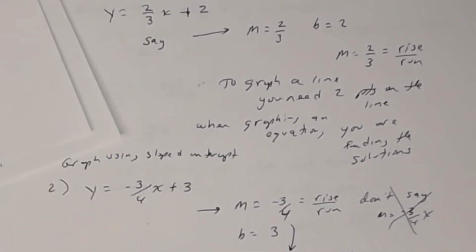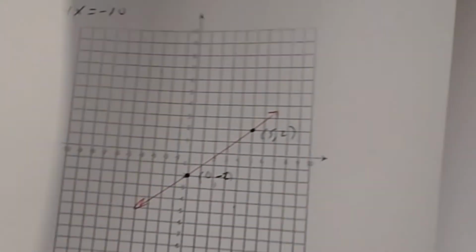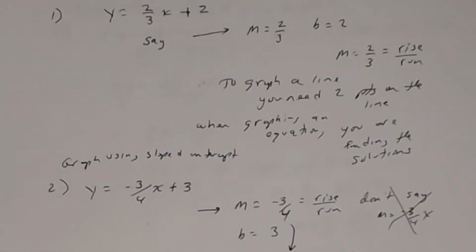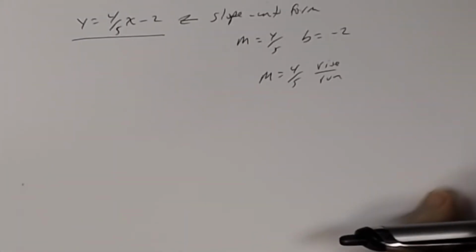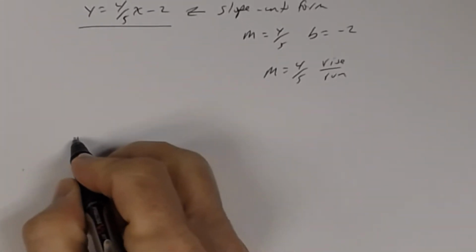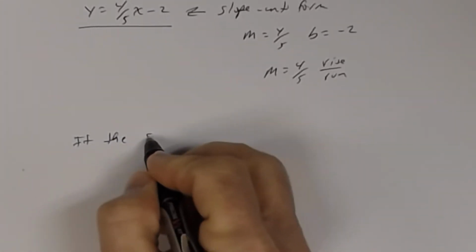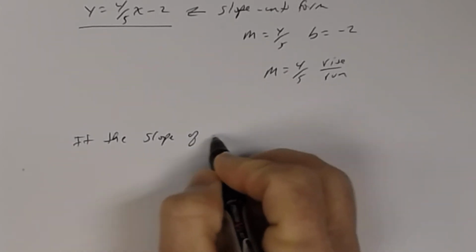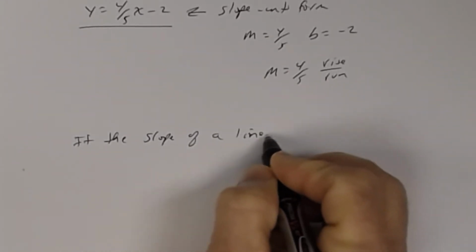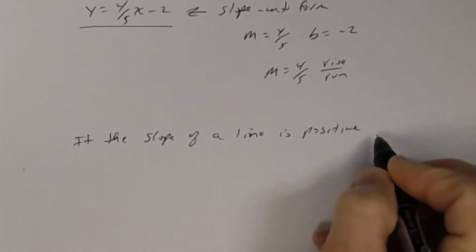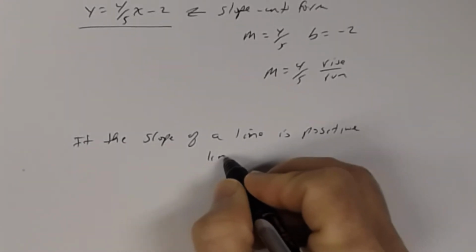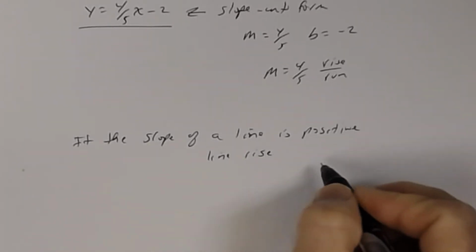So I want to remind you of this. Let me go ahead and put that here. If the slope of a line is positive, the line rises. Okay?